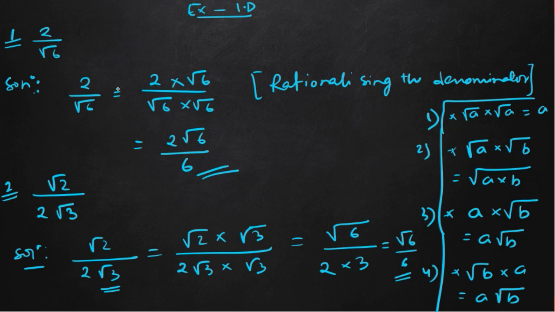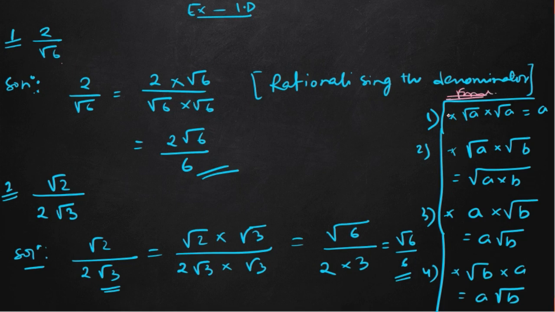So first question is 2 by root 6. Here you have to see that our denominator has only one single term. So rationalizing means multiplying the denominator in the numerator as well as in the denominator. This method is known as rationalizing the denominator. As the denominator has only one term, you have to multiply that term to the numerator and the denominator. Okay, there are some formulas which I have written in the left side.